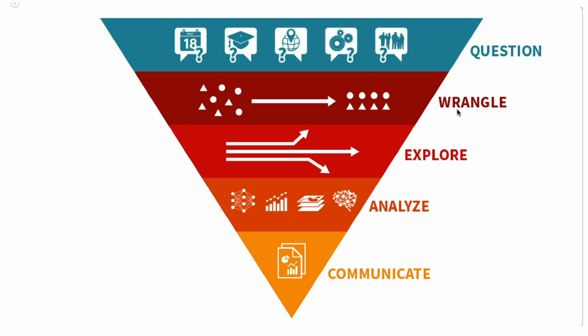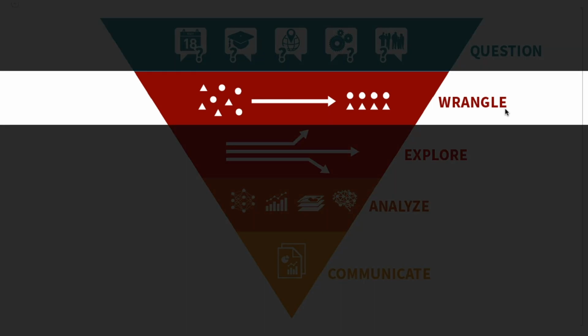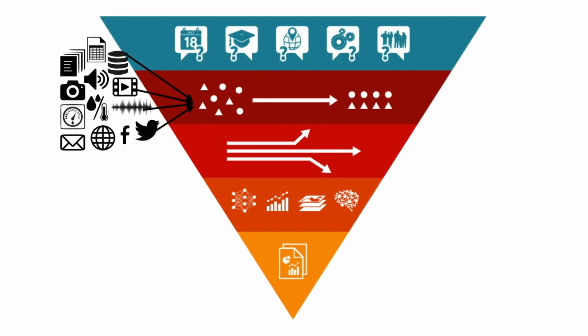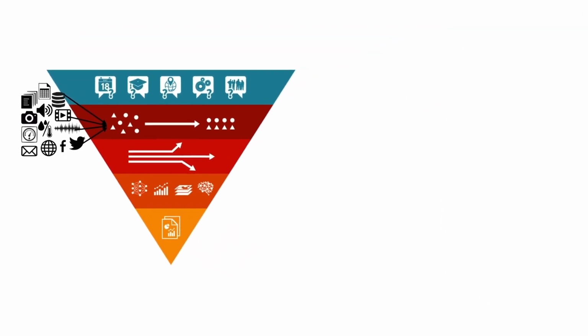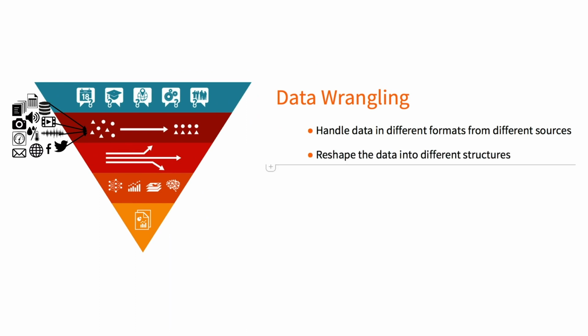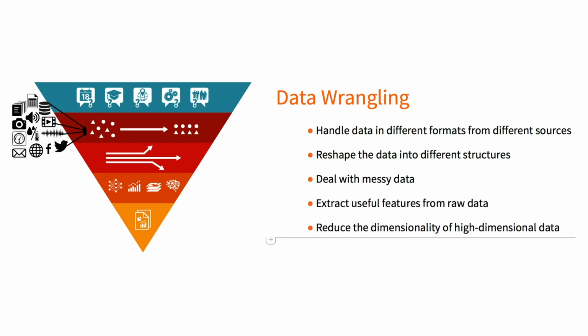In this section, we will look at functionality needed for the wrangle stage of the workflow. Data wrangling involves importing raw data and converting it into a suitable shape for ease of use during the rest of the analysis. A multi-paradigm workflow has to be able to handle data in different formats from different sources, reshape the data into different structures, deal with messy data, extract useful features from it, and if needed, reduce dimensionality of high-dimensional data.